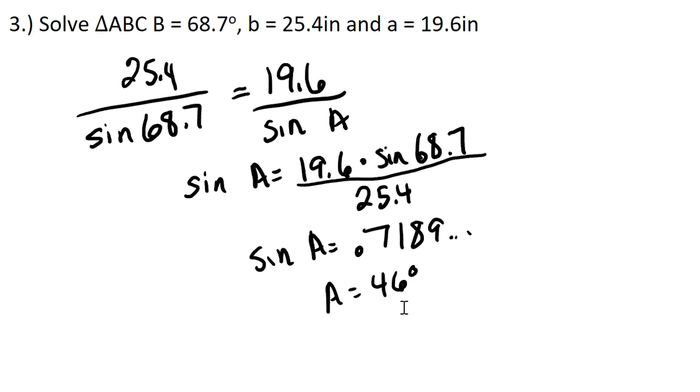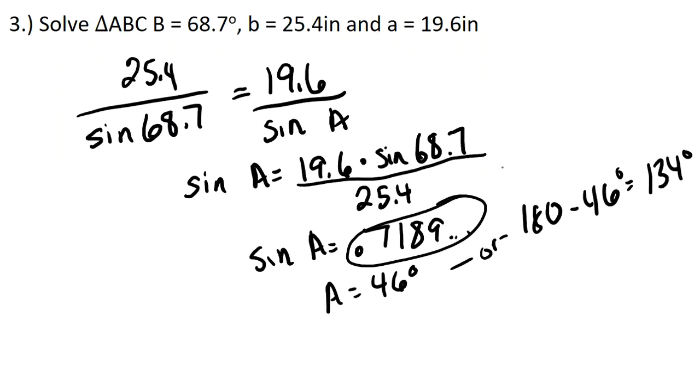Now, some of you might have already started doing this, doing 180 minus 46 degrees, and that gives you 134 degrees, giving you that second angle, since this falls between 0 and 1. Now, I have to look at this for a second. So this is angle A, or this could be angle A.